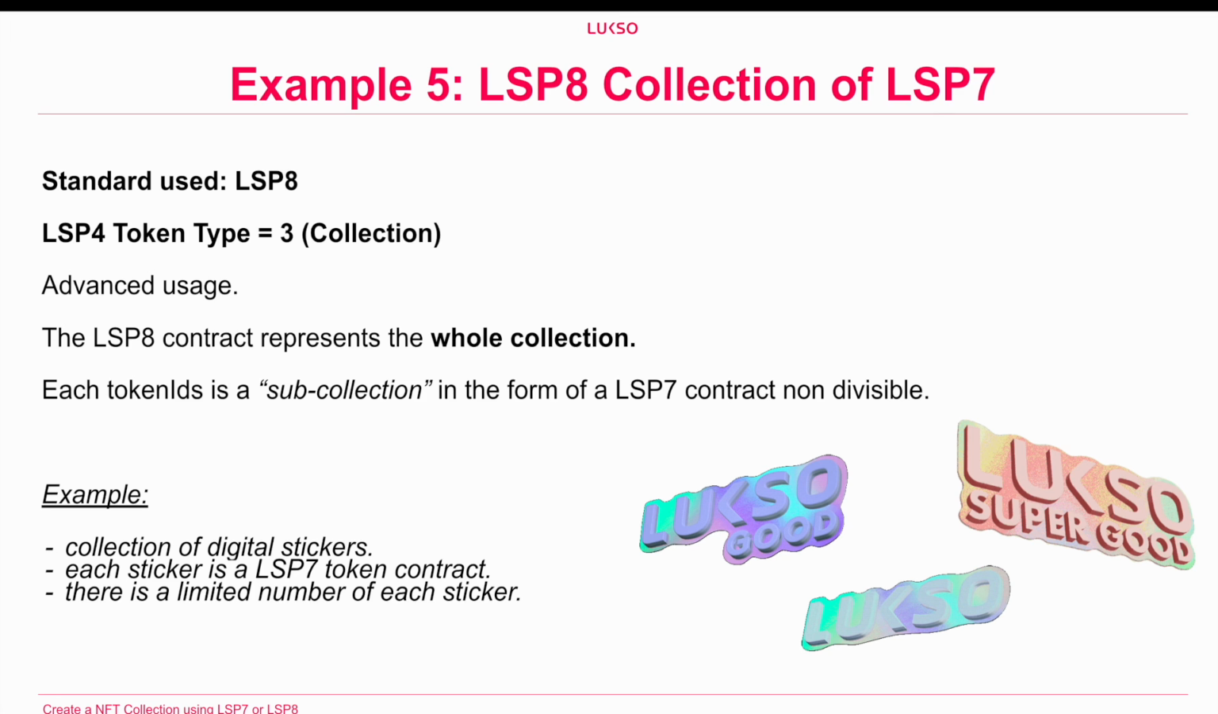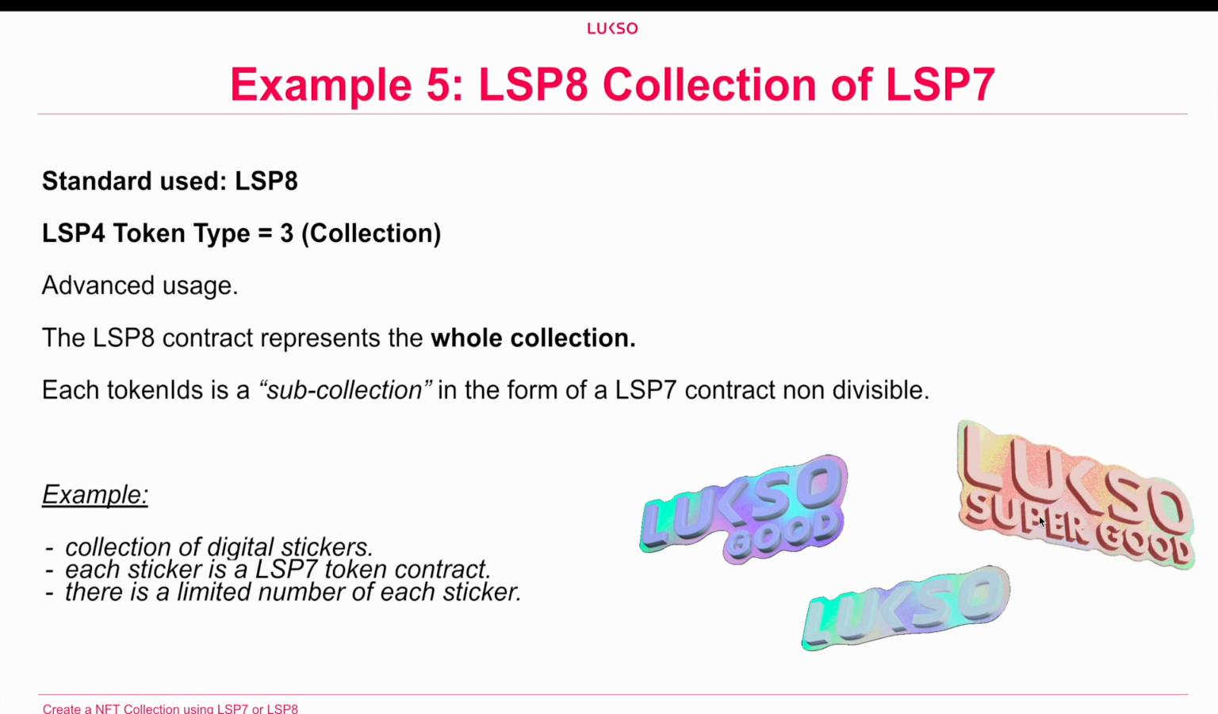And each token ID is actually another smart contract that is an LSP7 contract that is still non-divisible, and this represents one part of a sub-collection. A good example, which is quite common to anyone in the crypto space, is to create the famous sticker that we all collect when we go to crypto events, but in a digital form. If you go to a crypto event, you will see that at any booth, everyone has a whole set of stickers. There is a different design for each sticker, but there are multiple of them.